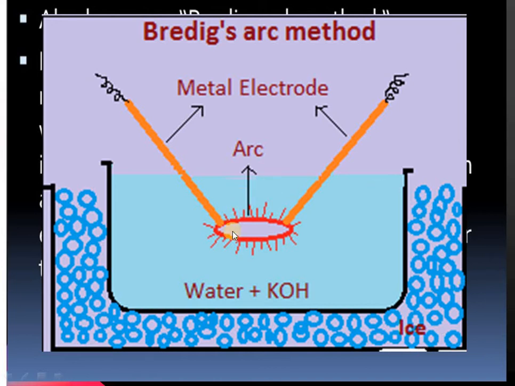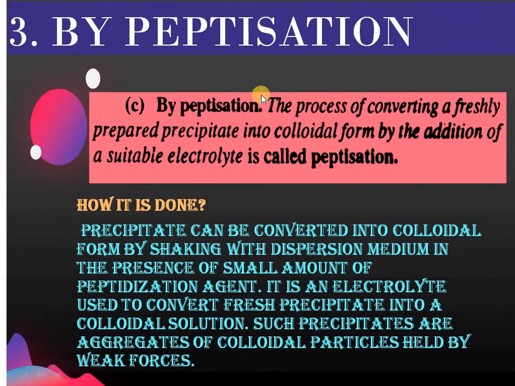So this ice cools the colloidal particles as the metal vapors evaporate from these metal rods after the electric arc. Now the third method is the peptization method. As the name indicates, peptization is the process of converting a freshly prepared precipitate into colloidal form by the addition of a suitable electrolyte. And now the question is how it will happen.